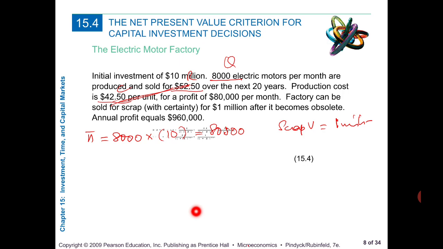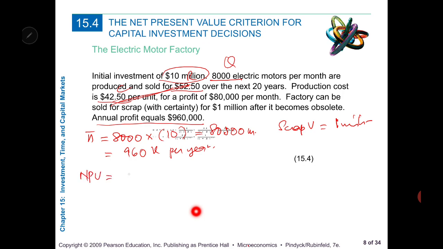Okay, profit per year, this is per month, so profit per year is 80,000 times 12, 960K per year. Do you follow it? Okay, so with all this information, we set out, this is what you got. The initial investment is 10 million. So now we can set out the NPV.